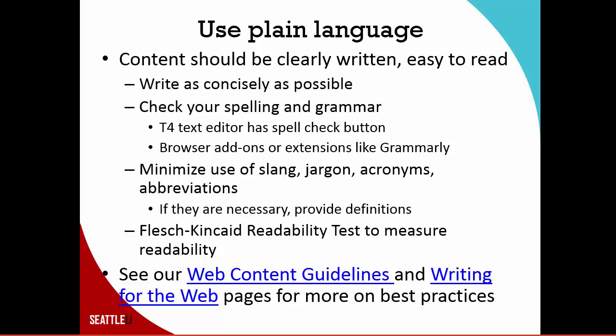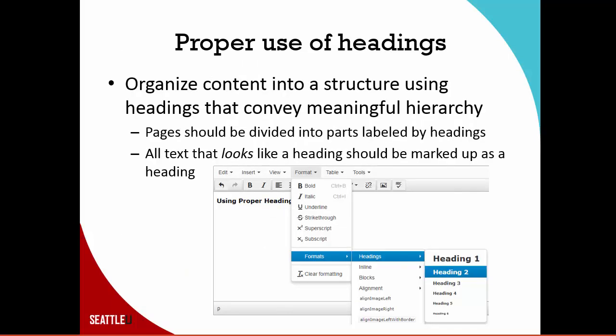We also know from extensive research that users don't read websites the same way they read printed materials. So you need to make your text skimmable as well, by having short paragraphs, bulleted lists, and lots of headings so all users can easily figure out where they're going to find the information they are looking for. See our web content guidelines and writing for the web pages on the web team website for more information on this topic.